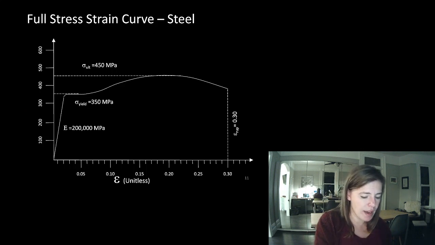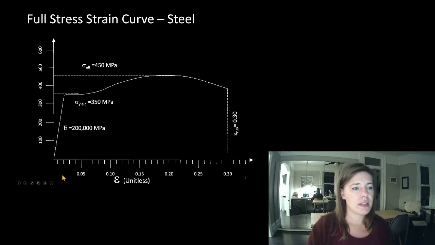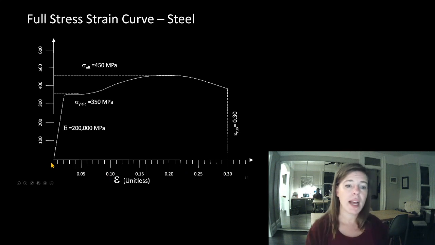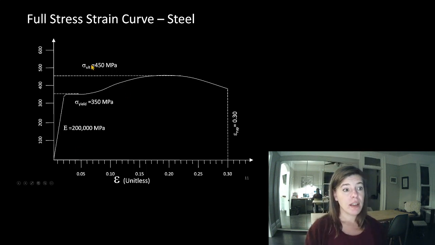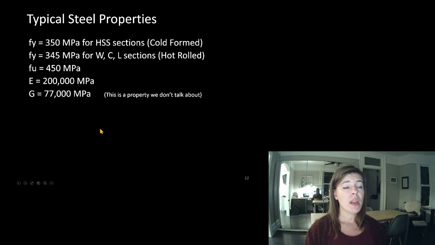So slide 11, stress axes. So this is our strain on the bottom and our stress on the side, and we've plotted the stress versus strain all the way through the testing of a piece of steel to develop this stress strain curve. Typical steel properties.